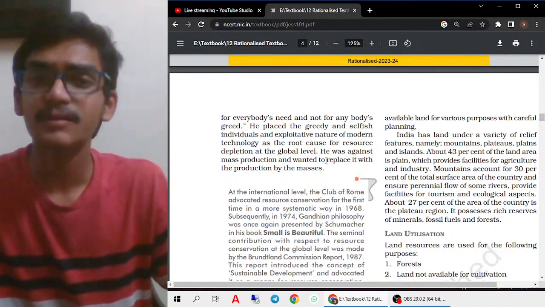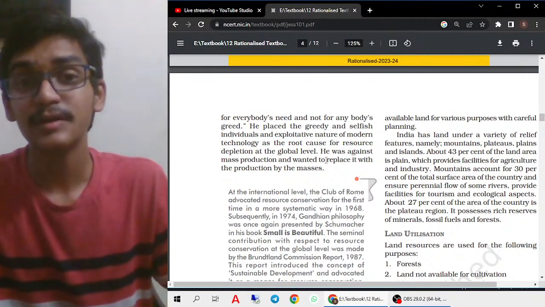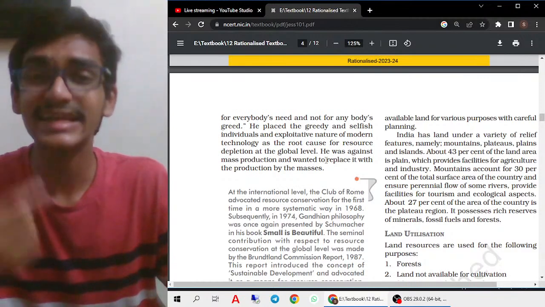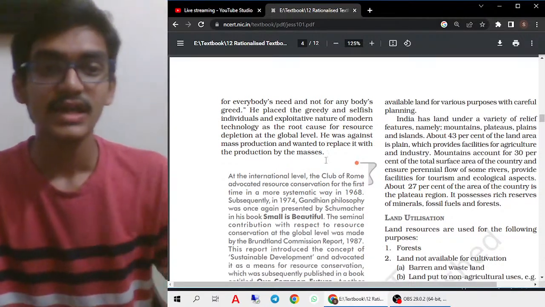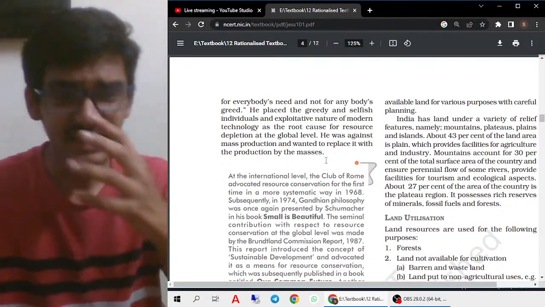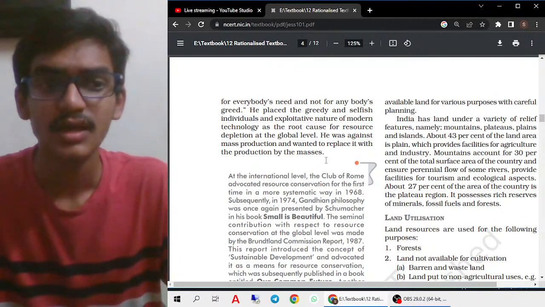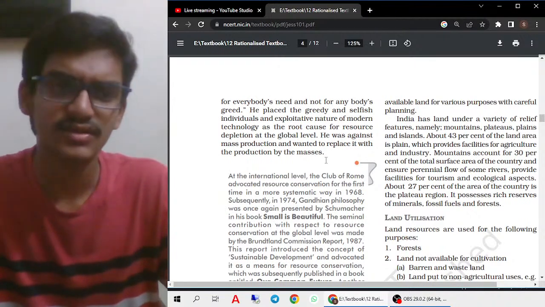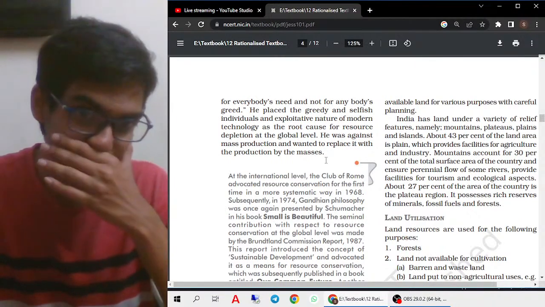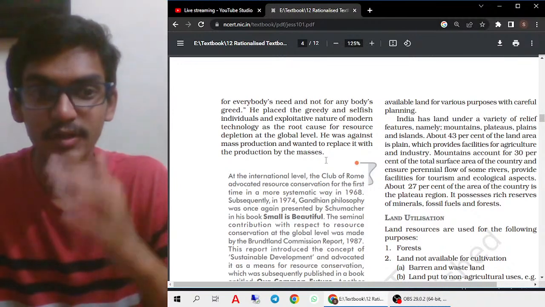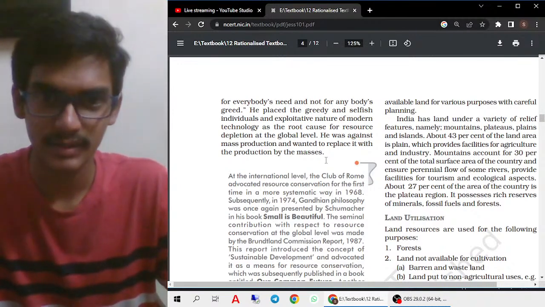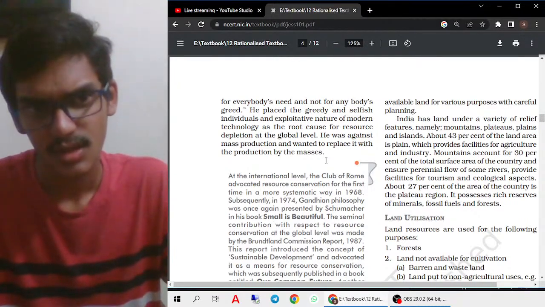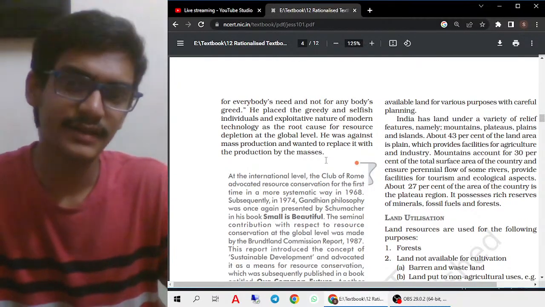Every person must be given a chance to become rich, and not only rich, but to experience all those resources also. He also tells that the greedy and selfish motives of the people and modern technology have been the main cause for resource depletion. He was also against mass production and wanted to replace it with production by the masses. So what is the main difference between mass production and production by the masses? Try to comment down. I'll try to explain it in the next video.